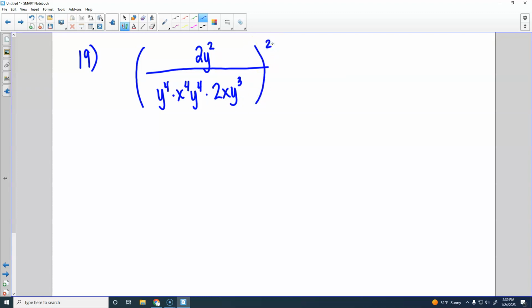Okay. So for 19, what do you guys think? What do you want to do first? That's a good idea. Cancel out this 2 with this 2. There's one on top and bottom, so I could cancel that out. That would be helpful. What do you think, Aiden?